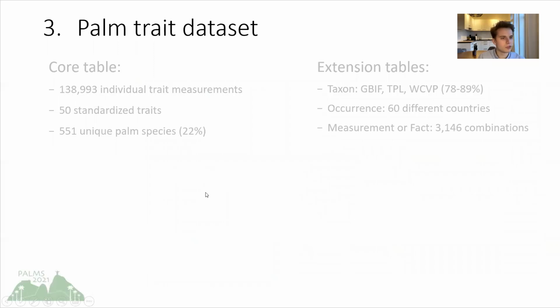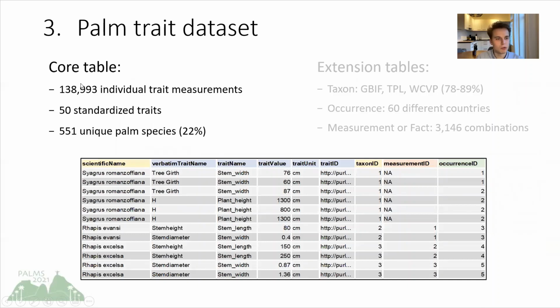So we did this for 15 different palm trait data sets, and we mobilized almost 140,000 individual trait measurements. This data set contained 50 different standardized trait names and 551 unique palm species, which is roughly 22% of the total known palm species globally.